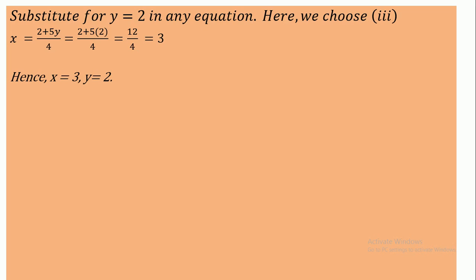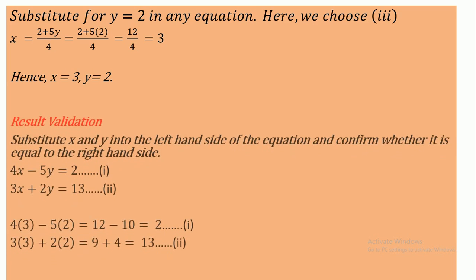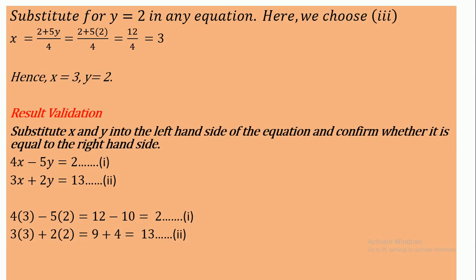Very simple. Can you see? Very, very simple. So that's how to solve simultaneous equations using the substitution method. The first thing, you just need to make something the subject of the formula, you substitute into the other equation, and by the time you're able to solve the simple algebraic equation, you get the value for one of the variables, you substitute back into any of the equations and you get the second variable. Simple.